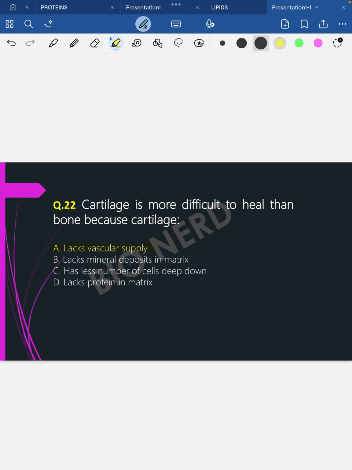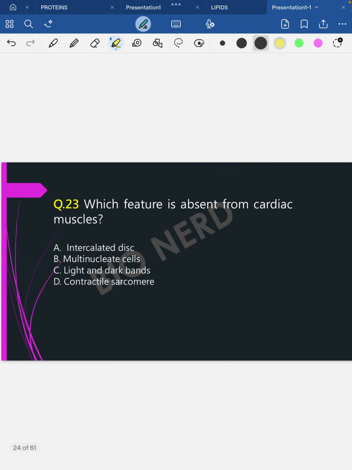Nutrients and oxygen diffuse from surrounding tissue to the cartilage and are transported to the chondrocytes by the process of diffusion. Simple, but blood vessels are not present in the cartilage, so the diffusion process is slow. That's why the healing process of cartilage is also very, very slow. Okay, alpha is the right option.